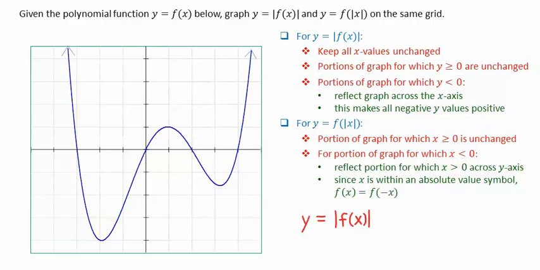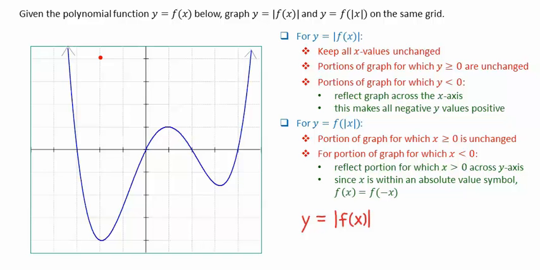First of all, for y equals the absolute value of f of x, we're going to be looking for points where the y value is negative. The first one here corresponds to an x value of negative 2. Note that if x is negative 2, for the original function, the y value is negative 4. This means that for the absolute value function, if x is negative 2, then y is positive 4.